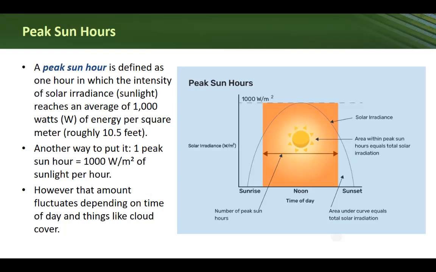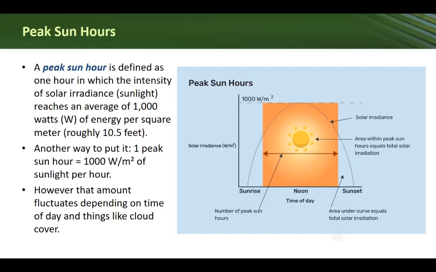For example, an hour in the morning that receives an average of 500 watts per square meter of sunlight is equal to about 0.5 peak sun hours. An hour at midday that receives an average of 1100 watts per square meter equals 1.1 peak sun hours.